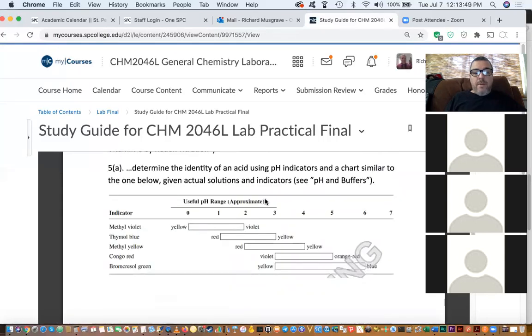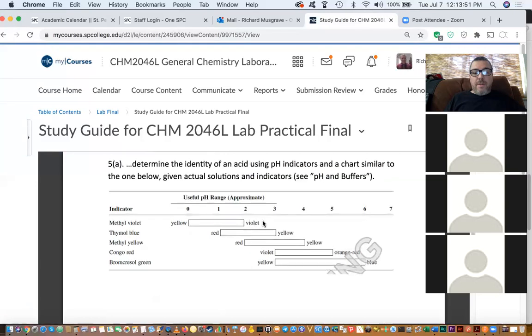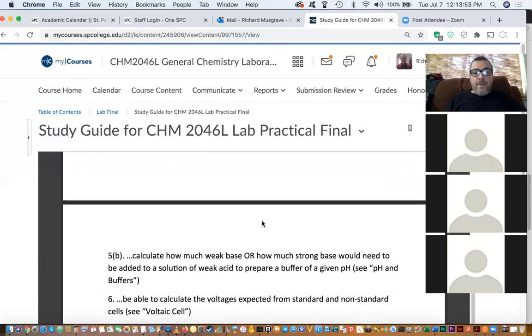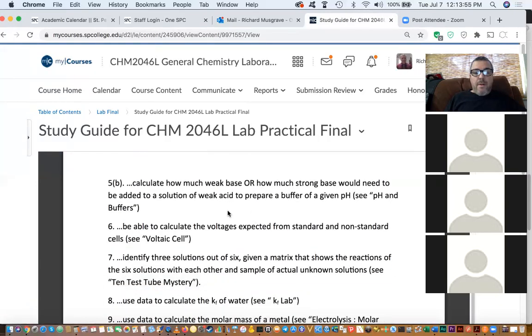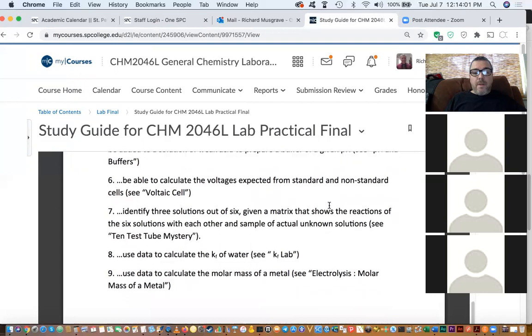This one here with the pH ranges, you'll definitely see something like that. The pH lab, you've got all the calculations you need for that as well. Standard and non-standard cells. The 10 test tube mystery. I'm going to tell you straight, if you're watching this, you're going to get a benefit, because you'll definitely get something similar to what you did in the results section, right, in the 10 test tube lab.